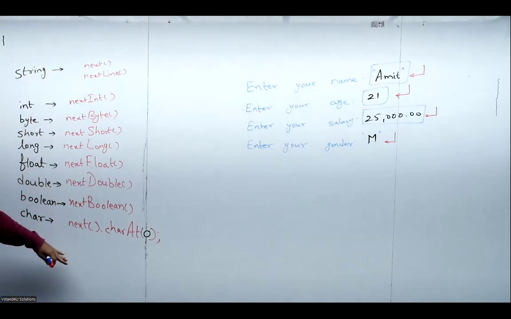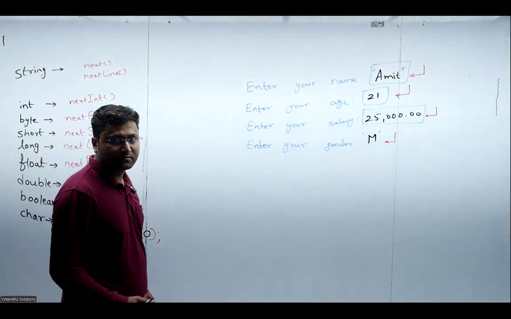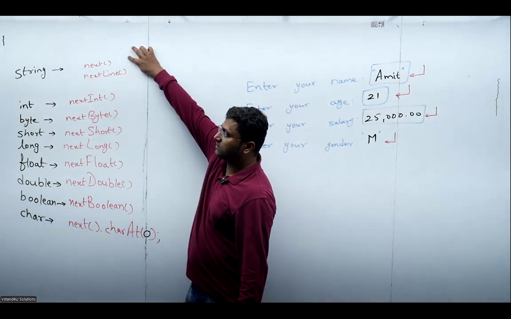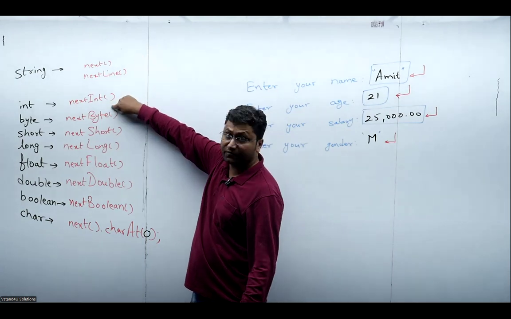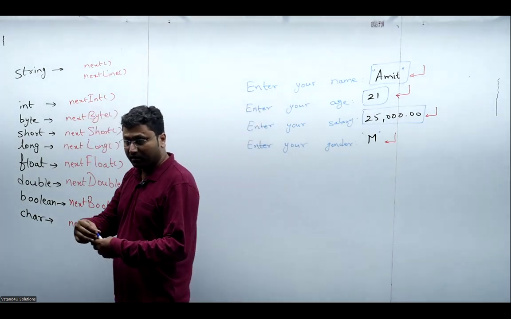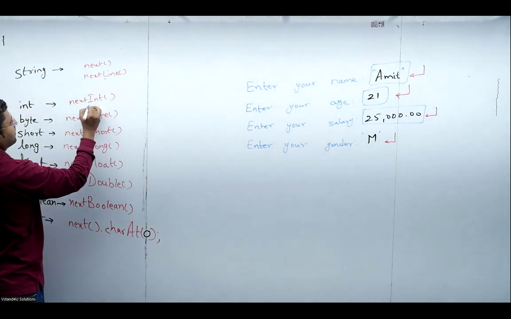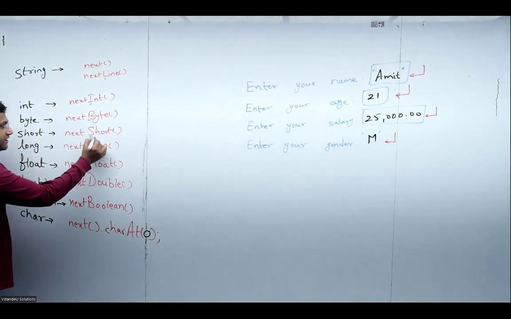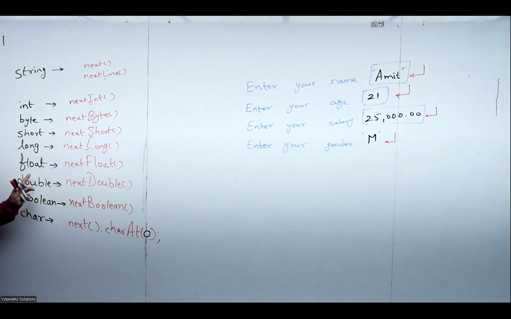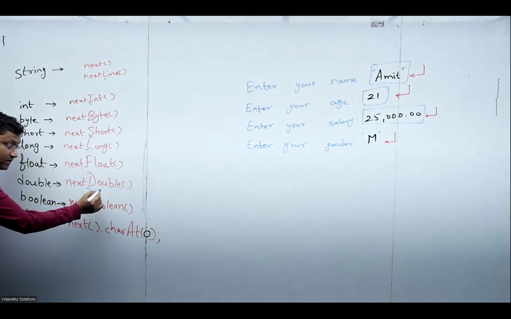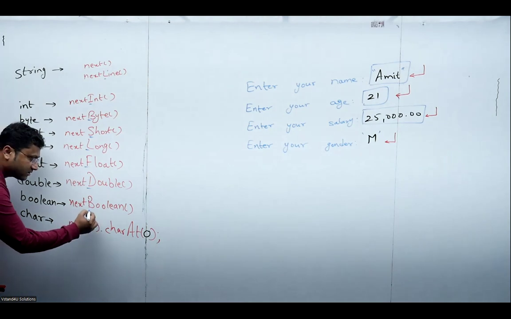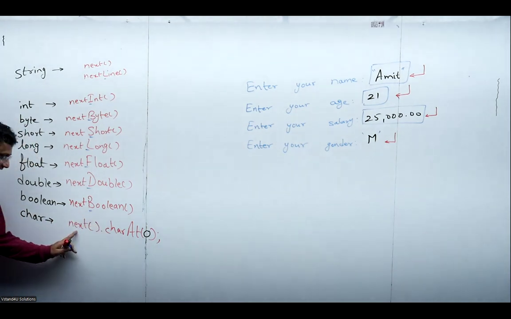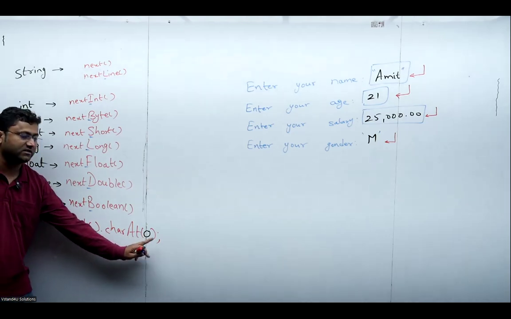So these are the ways to get the specific type of data. Am I clear? Making sense to each one of you? If your data is a string, two options are there, either next or nextLine. If your data is of int type, nextInt, where I mark down everywhere this I is capital. If your data is byte, nextByte. Short, nextShort. Long, nextLong. Float, nextFloat. Double, nextDouble. Boolean, nextBoolean. If your data is char, be very careful, the most important, next().charAt(0). That is what it is.